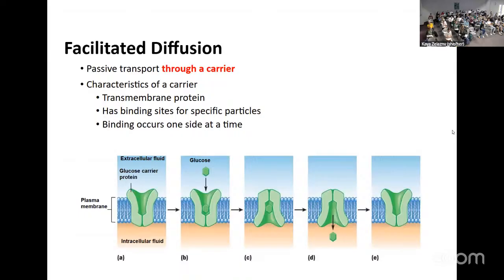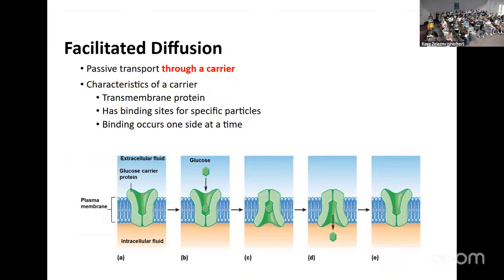So with simple diffusion, we were thinking about molecules that can go directly between the phospholipids. We don't need any protein present, right? So simple diffusion is one type of passive transport. Our second type of passive transport is facilitated. So facilitated means like made easier, right? So facilitated diffusion, or make it possible, right?